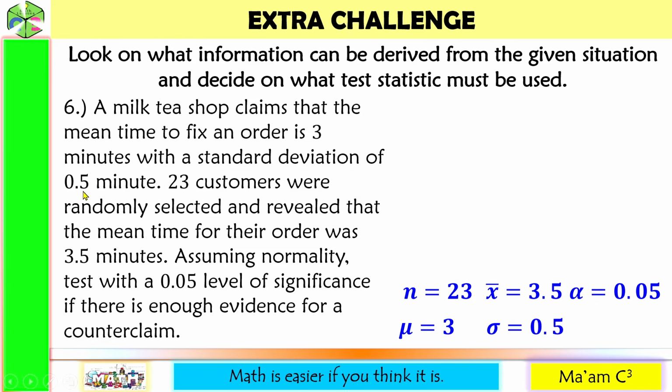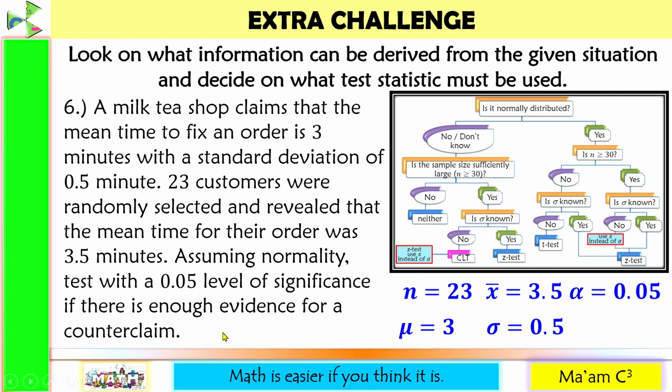Now let us analyze. So it says here, assuming normality. So the answer to the first question is yes. Let us look for our sample size. We only have 23, so it is less than 30. So the answer is no. Now, is sigma given? Yes, we have here the sigma. Sigma is known. Therefore, we are going to use z-test.